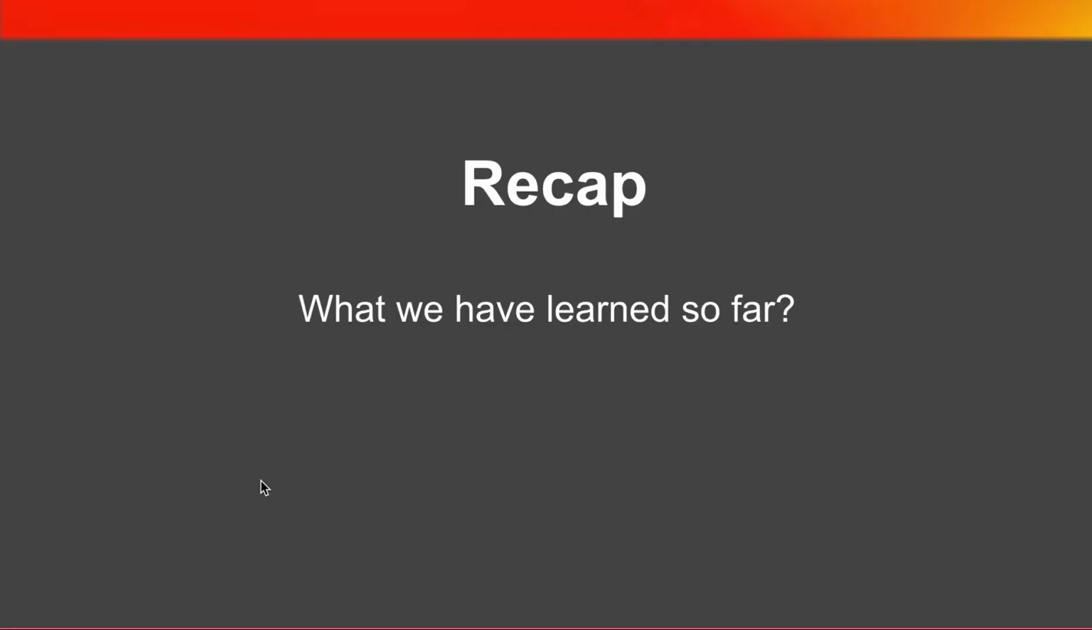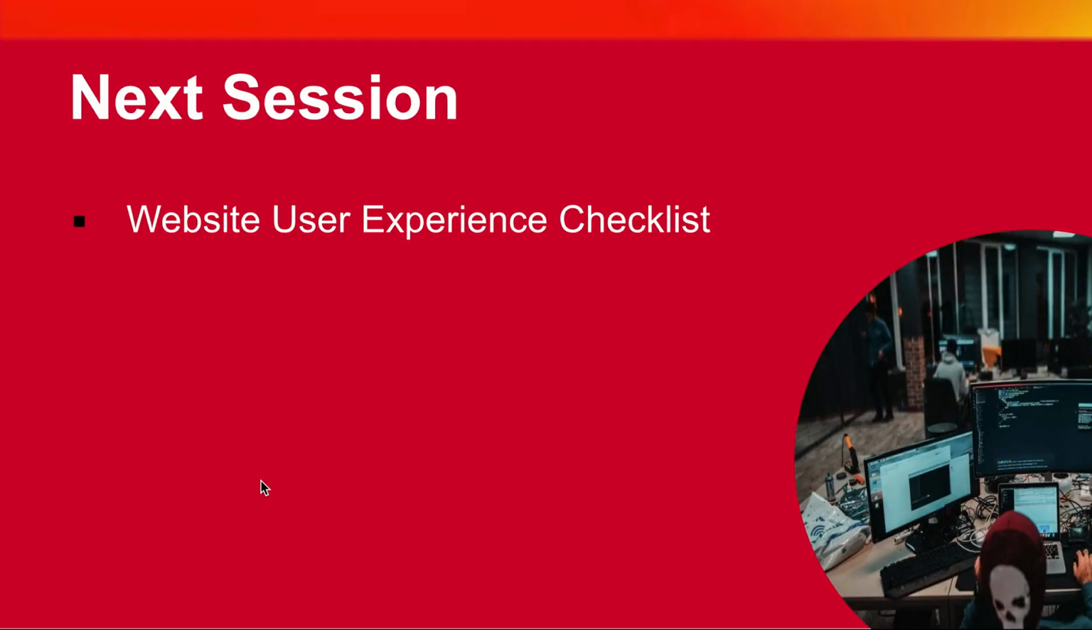So what have we learned in tonight's lesson? We learned about different types of grids, UX versus UI, color theory, balance, symmetry, and found out about numerous resources for becoming the best designer you can be. Our next session is going to be about a website user experience checklist.